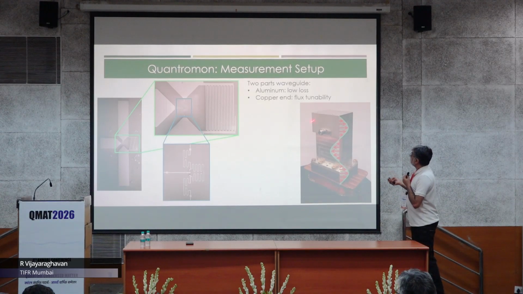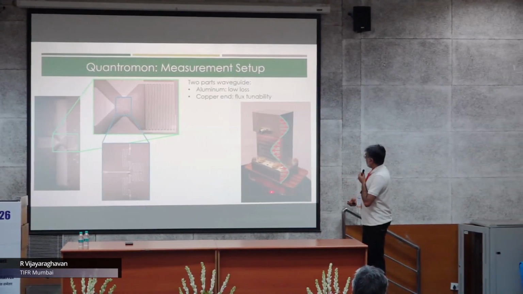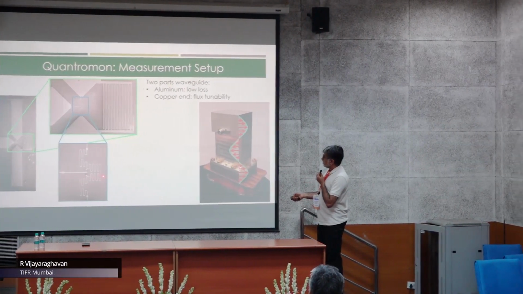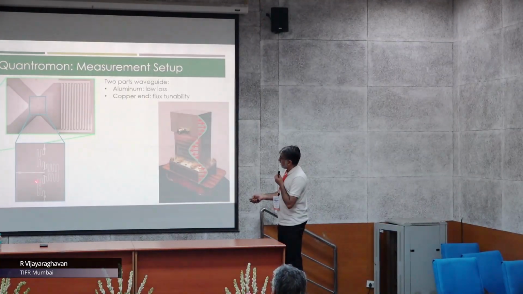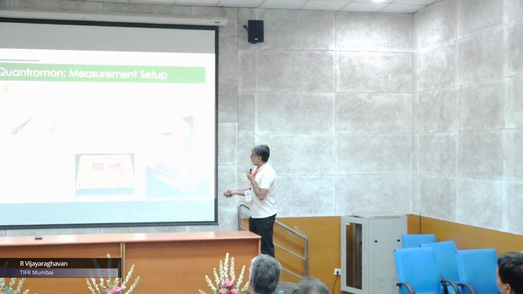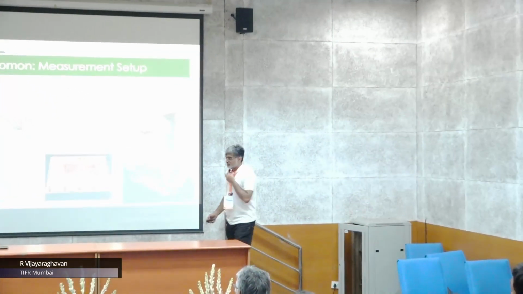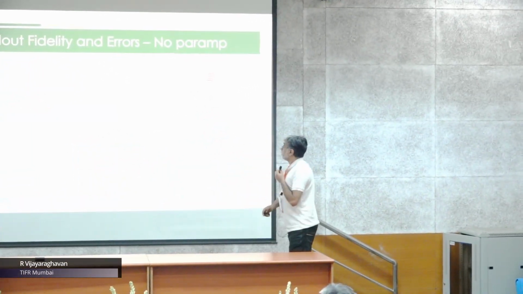Okay, so this is made of two parts, an aluminum part and a copper part, for low loss and to be able to apply a magnetic field, because we need to tune the field in this superconducting loop so that it's biased at the right point. So this is, for example, how multiple chips can be placed in the same waveguide to measure more than one device in a given measurement.